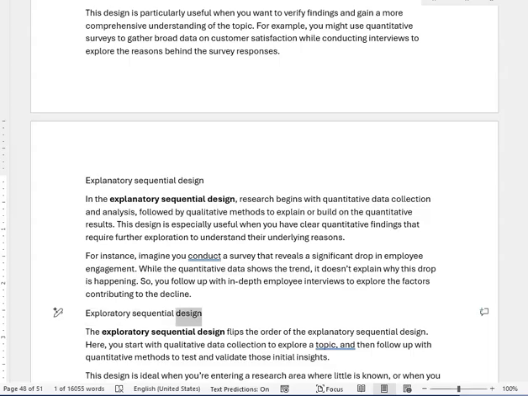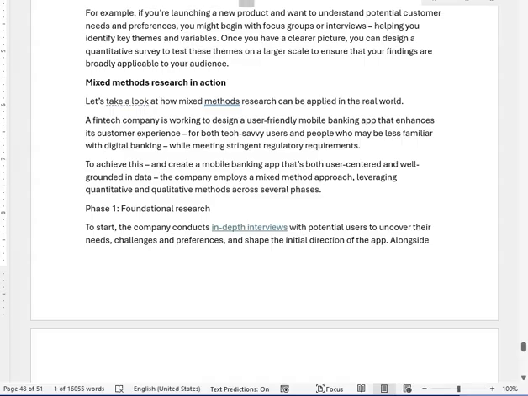Exploratory sequential design. The exploratory sequential design flips the order of the explanatory sequential design. Here, you start with qualitative data collection to explore a topic, and then follow up with quantitative methods to test and validate those initial insights. This design is ideal when you're entering a research area where little is known, or when you need to develop a framework or theory that can later be tested. For example, if you're launching a new product and want to understand potential customer needs and preferences, you might begin with focus groups or interviews, helping you identify key themes and variables.